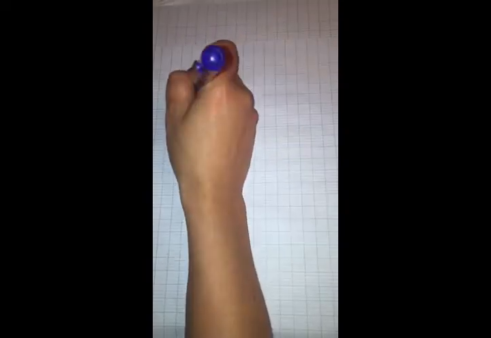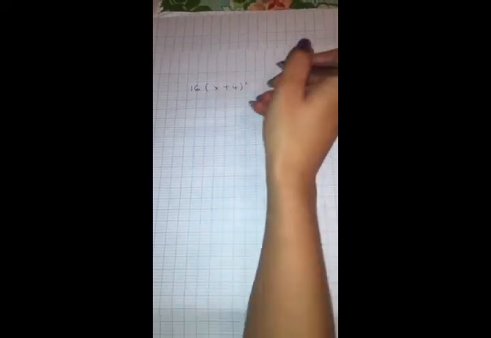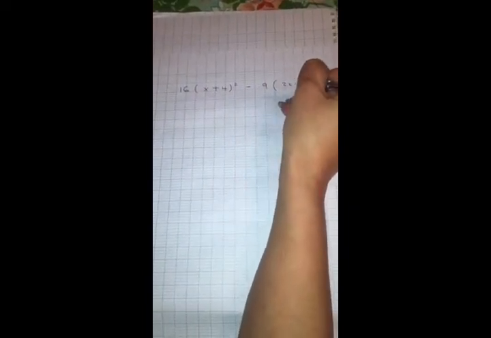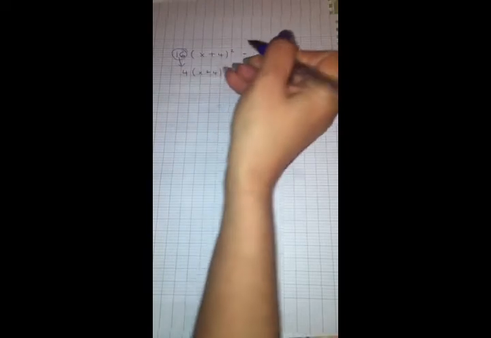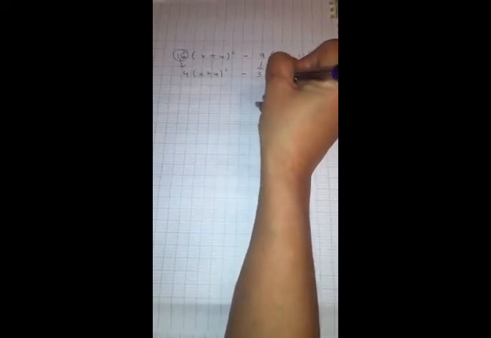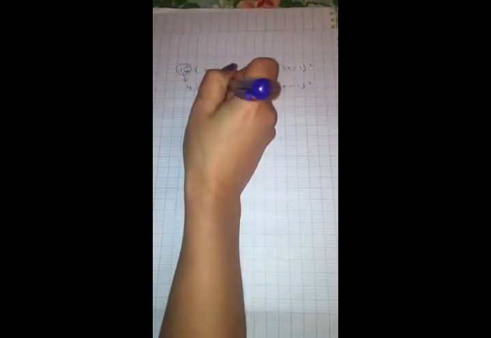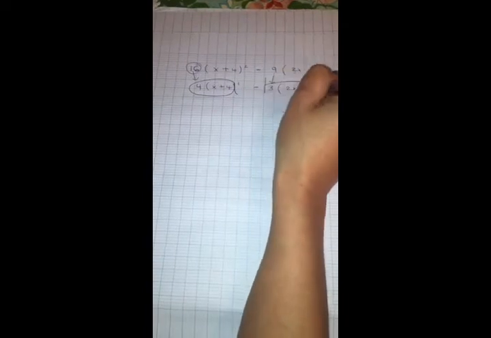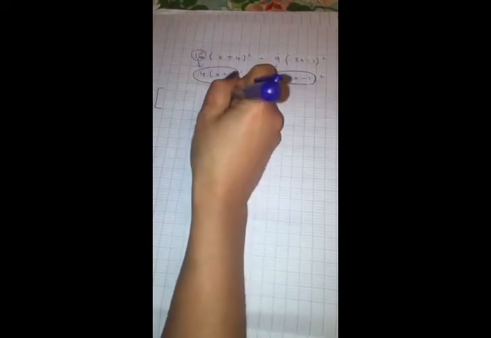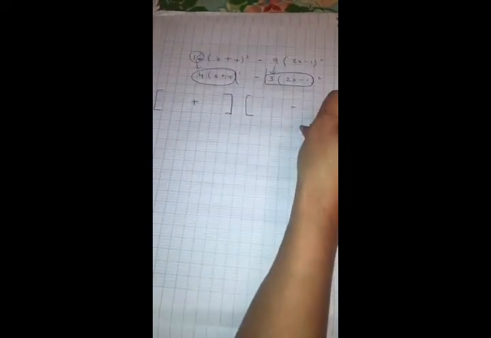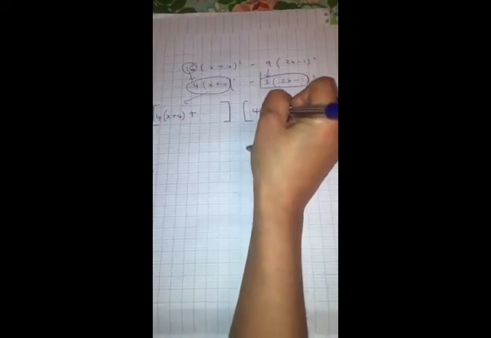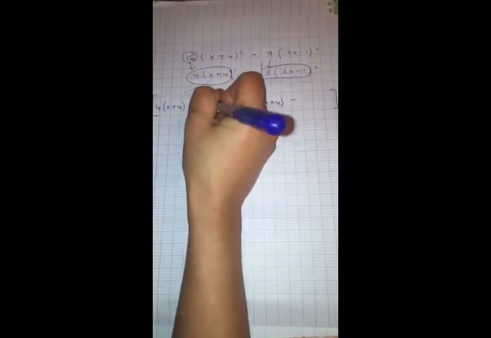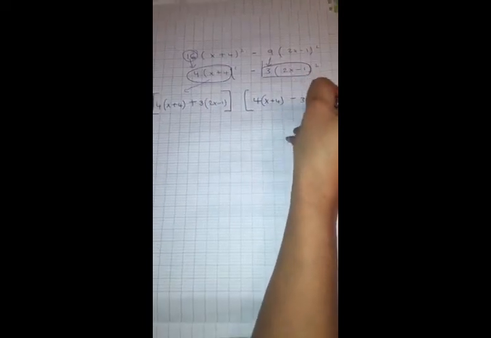The last example is 16(x+4)² − 9(2x−1)². First of all, 16 can be radicalized because it is outside my parentheses. Radical of 16 is 4, (x+4) to the second power minus, what's the radical of 9? It's 3, (2x−1) to the second power. So this is my A and this is my B. I open up two big brackets, one a plus, one a minus. Bring down my A, it's 4(x+4). Bring down my B, it's 3(2x−1).